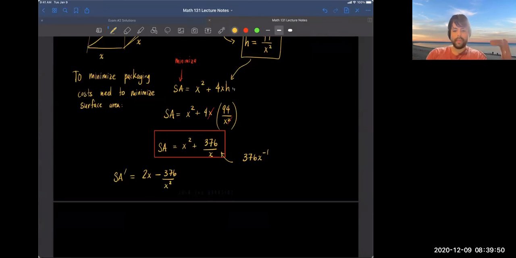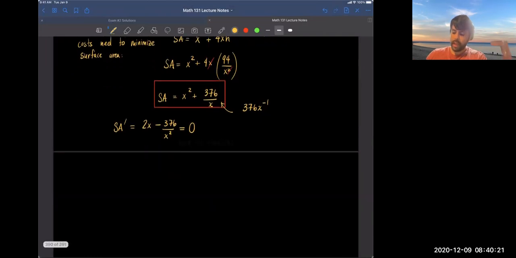Are we all in agreement? This is my derivative. And once I find my derivative, I set it equal to 0. I set it equal to 0 because I'm trying to find the critical numbers, which are the x values that make my derivative equal to 0. And that indicates that it's a relative extrema, whether it be a max or a min. So once I have this, I can solve it, and I get 2x equals 376 over x squared, right?